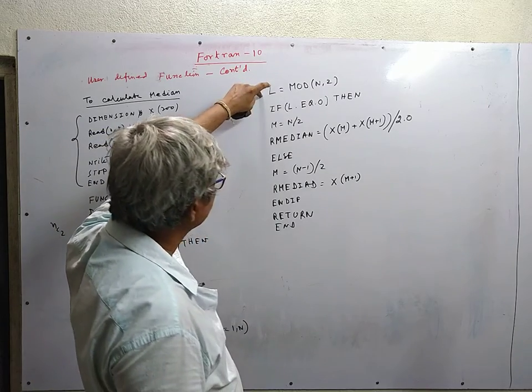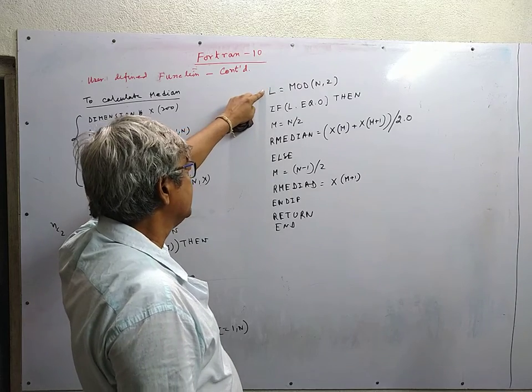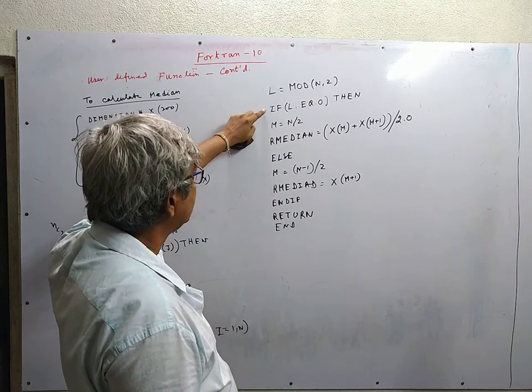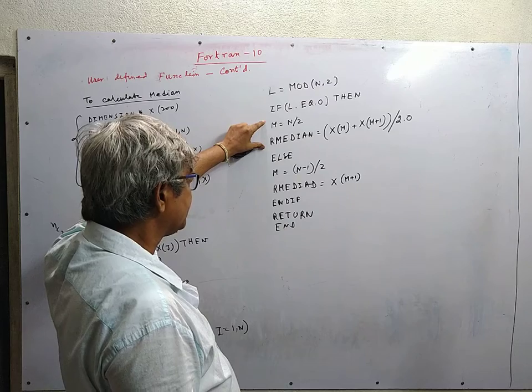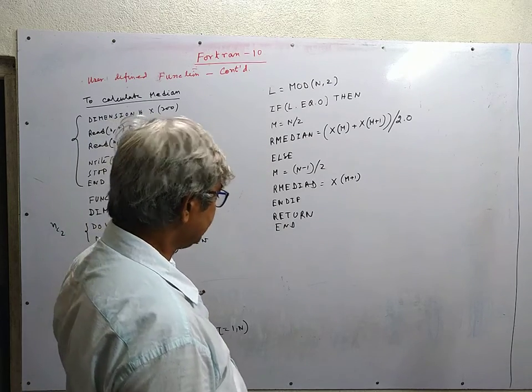Then we come to the identification of whether the number of data is even or odd. If it is even, then this is the definition of median, and if m is odd, then this is the definition of median.